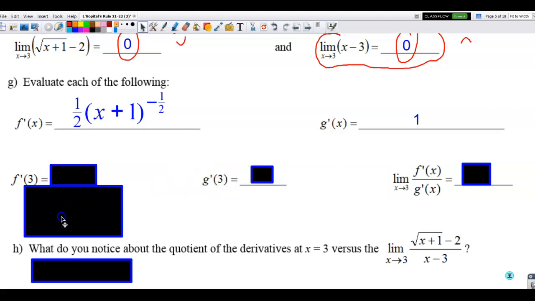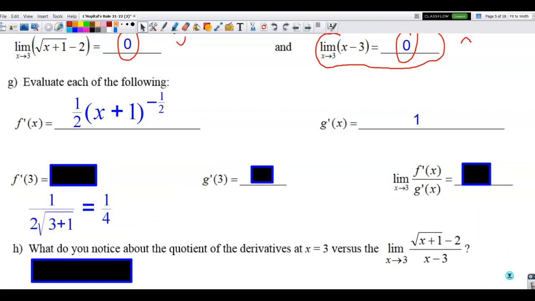When I find the derivative of f at 3, notice that I'm going to move the negative 1/2 power right here. I'm going to move that to the denominator. I'm going to substitute the 3. 3 plus 1 is 4. The square root of 4 is 2. And 2 times 2 is 4. So when I substitute 3 into the derivative of the numerator, I get 1/4. When I substitute 3 into the derivative of the denominator, which is always 1, oops, let me uncover that, 1/4 or 0.25 for that. Substituting the 3 into the derivative of g gives me 1.